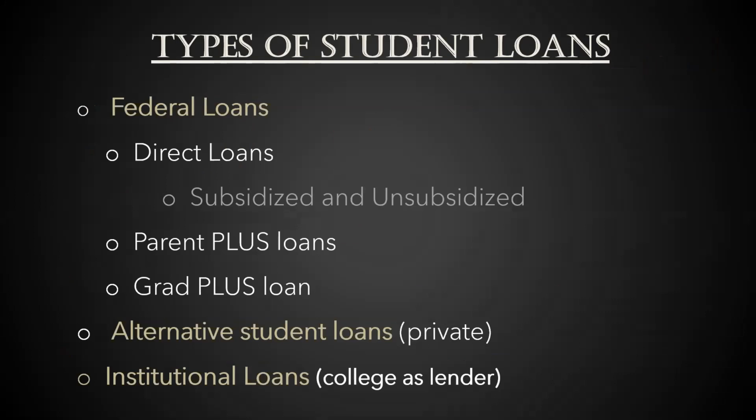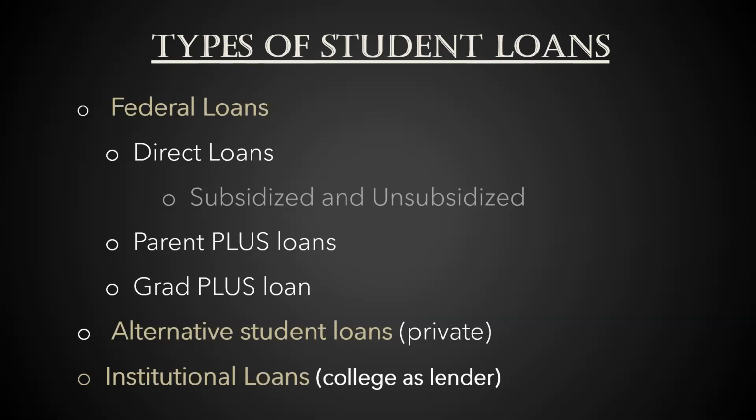So there's various types of student loans. First, the federal student loans consist of a direct student loan, a Parent Plus loan, and a Graduate Plus loan. With the direct student loan, it comes in two different components, subsidized and unsubsidized. With the subsidized loan, the lender, who is the U.S. Department of Education, pays the interest on this loan while the student is in school.